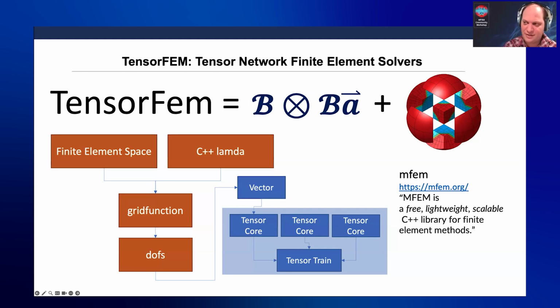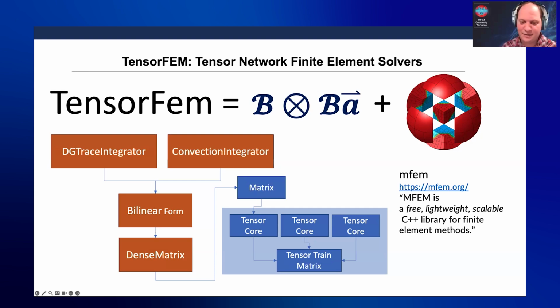When you can write these vectors, now I can start defining my tensor cores, because tensor cores are just like the 1D vectors. I'm writing my function in terms of Cartesian products of 1D functions. I write those with the finite element space in mind, I get the BoBa vector, and then I can put those together into a tensor train. So now I have my finite element method tensor train.